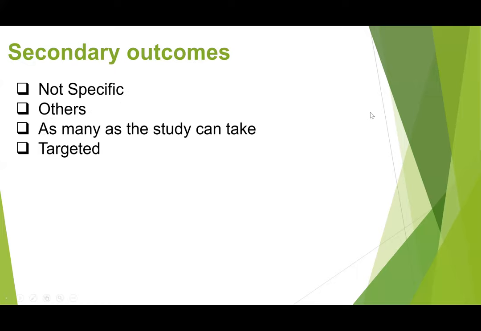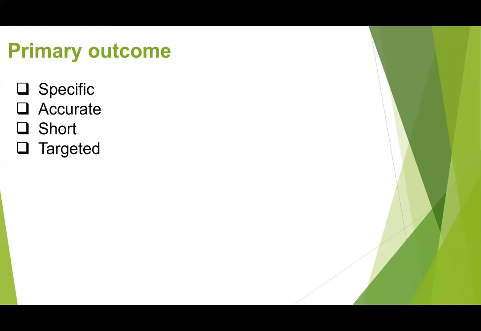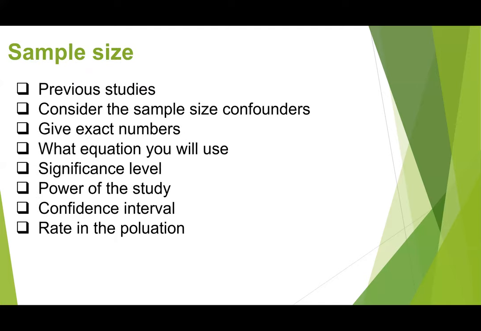Now you have secondary outcomes. It can be non-specific. It can involve anything else. You can put secondary outcomes from 1 to 100. Okay? It can be targeted, but it's not like the primary outcome. It can be not as specific as the primary outcome. And now the sample size, we've talked about the sample size, and usually the sample size depends on the previous studies, depends on the confounders.